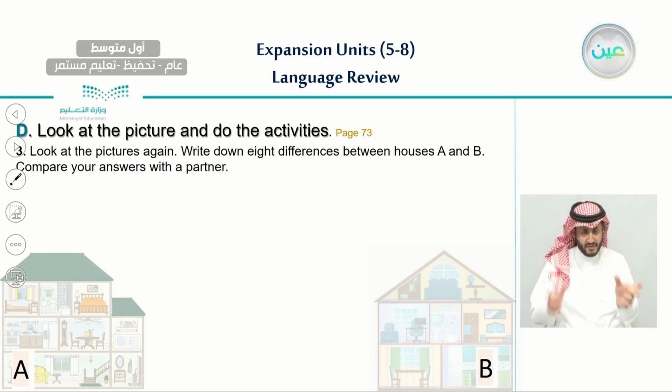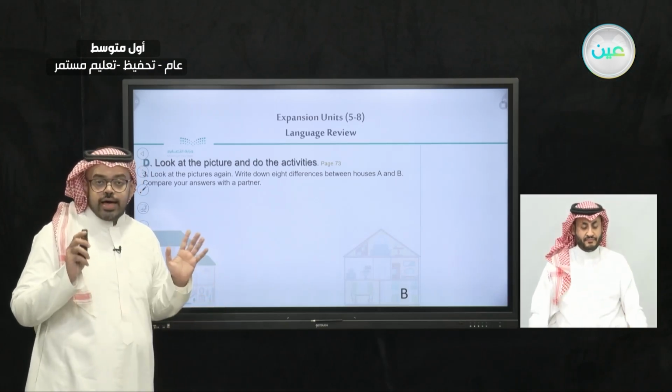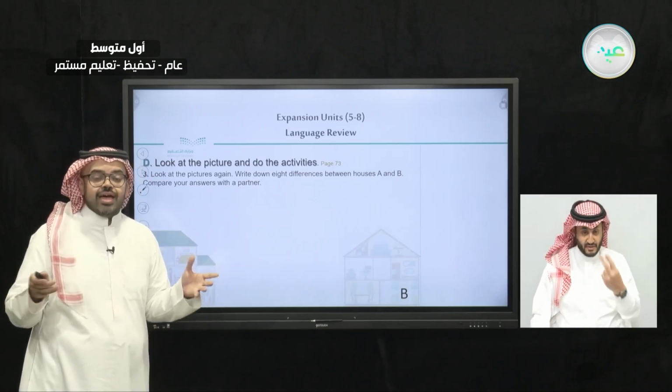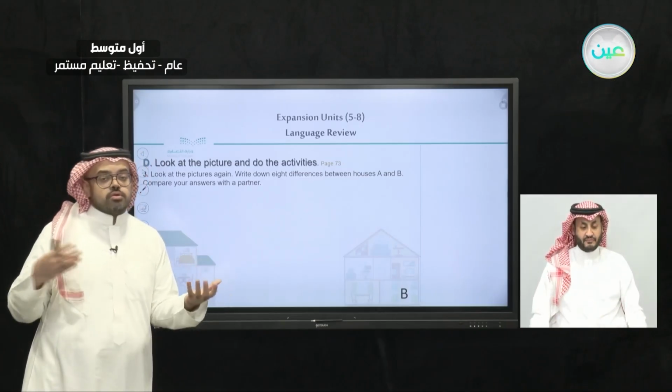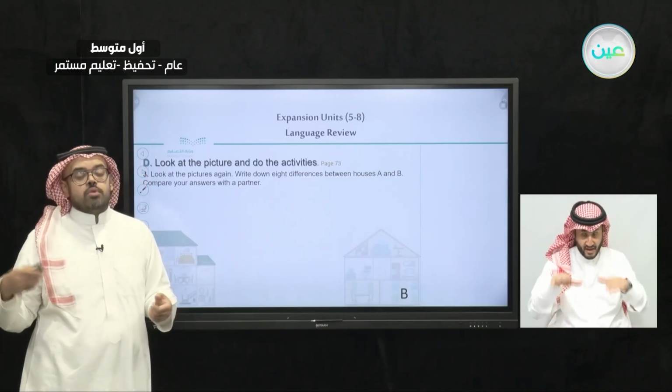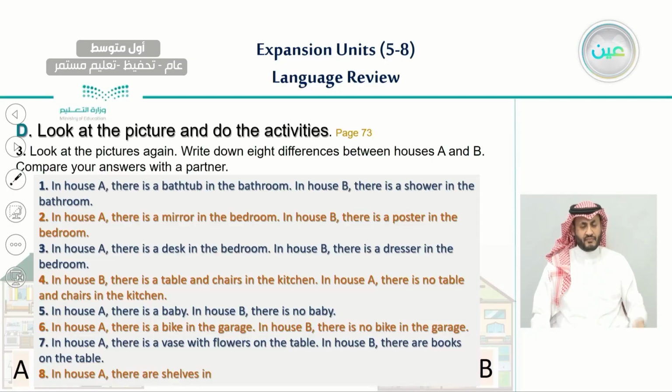The last exercise we have today, a very interesting one, is to have a look at the pictures and write down 8 differences between house A and house B, and then compare our answers with a family member or even with a classmate. So we're going to look at those two houses and try to find the differences. For example, house A is bigger than house B, house B is modern, house A is old, and so on.